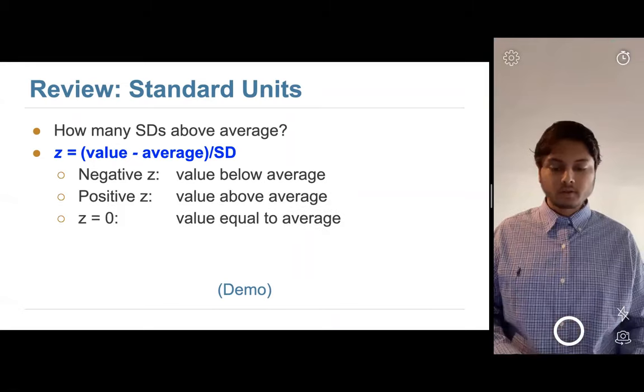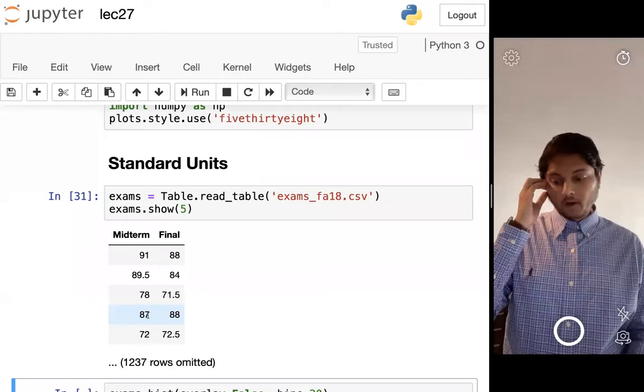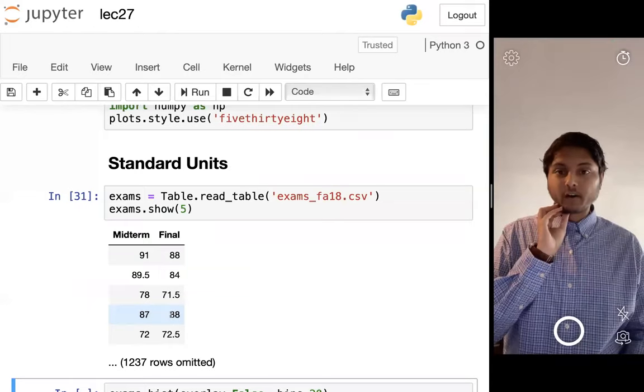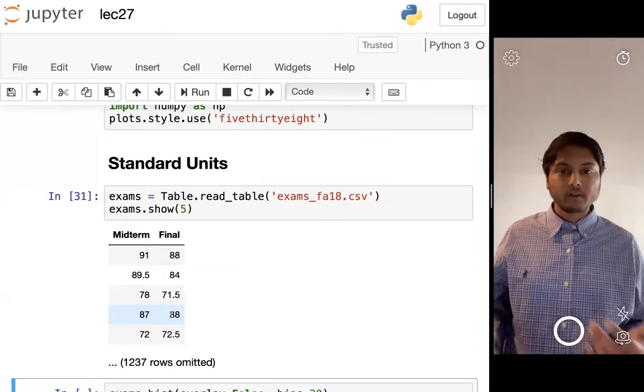So we'll read this in. These are some scores here. Each row is an individual, and then we have their midterm score and their final score. You see the first person got 91 and they got 88. This person got 87 and then 88. So what's interesting is, if we focus on this fourth person, they got an 87 on the midterm, but they got an 88 on the final. So in terms of a raw score, it looks like they did better on the final.